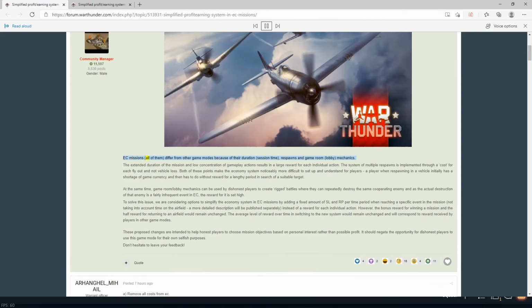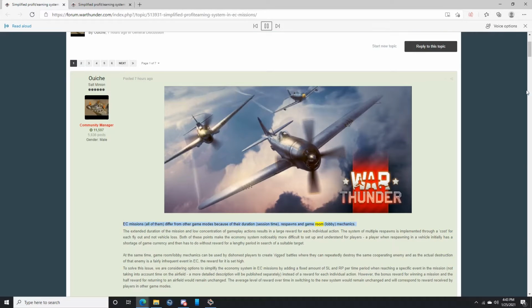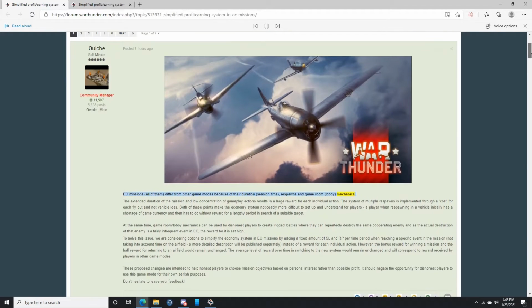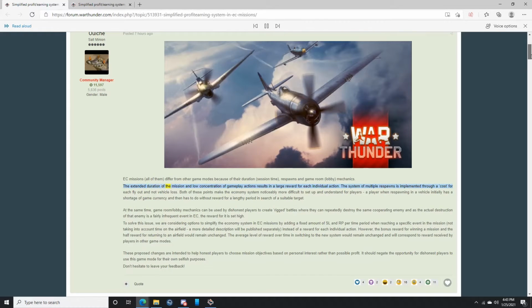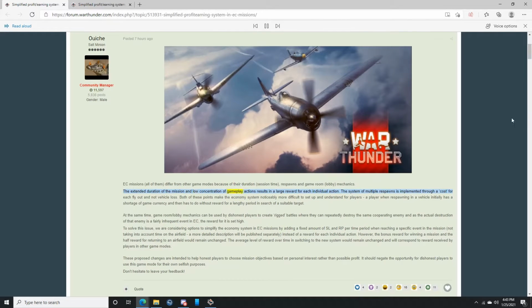EC missions, all of them, differ from other game modes because of their duration, session time, respawns and game room, lobby mechanics. The extended duration of the mission and low concentration of gameplay actions results in a large reward for each individual action. The system of multiple respawns is implemented through a cost for each flyout and not vehicle loss. Both of these points make the economy system noticeably more difficult to set up and understand for players.